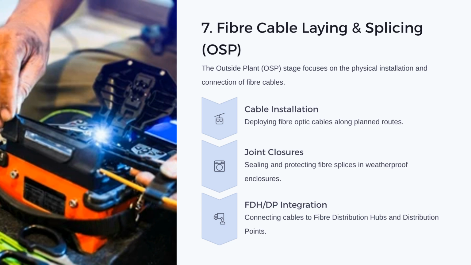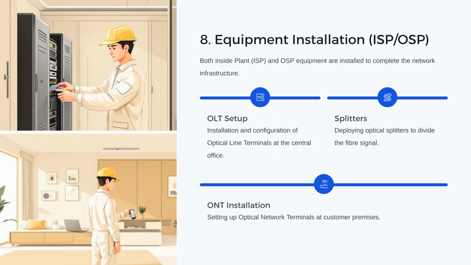This involves deploying cables along planned routes, sealing and protecting splices in joint closures, and integrating the cables into fiber distribution hubs and distribution points. Step 8 is equipment installation for both inside plant, ISP, and outside plant, OSP.